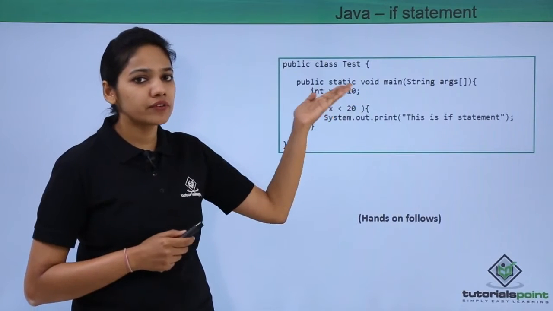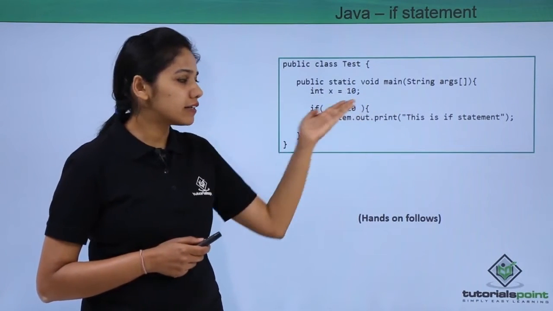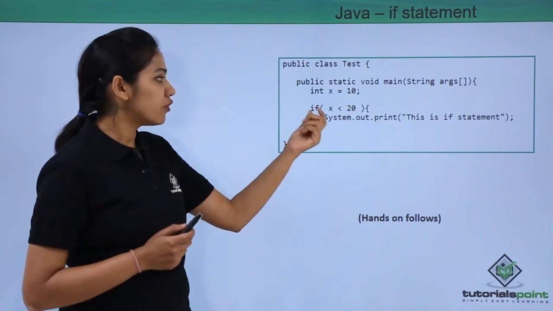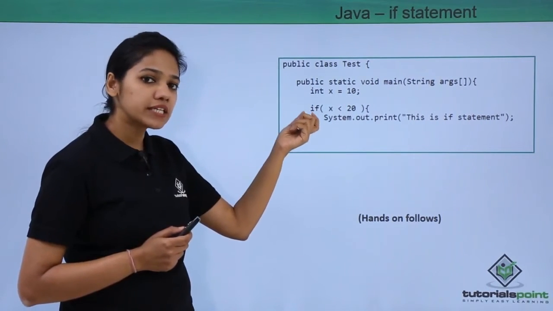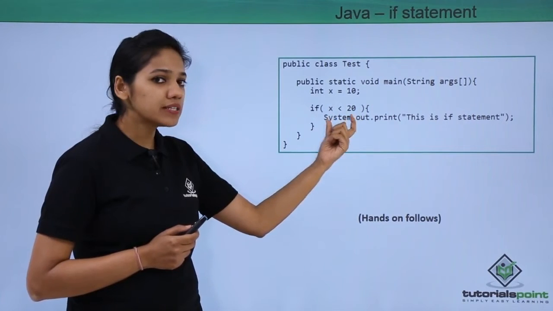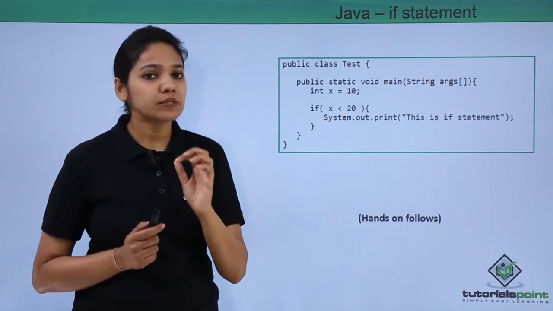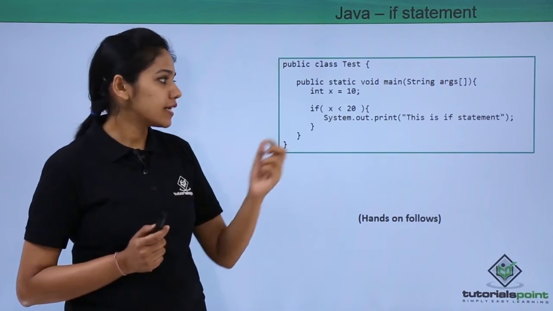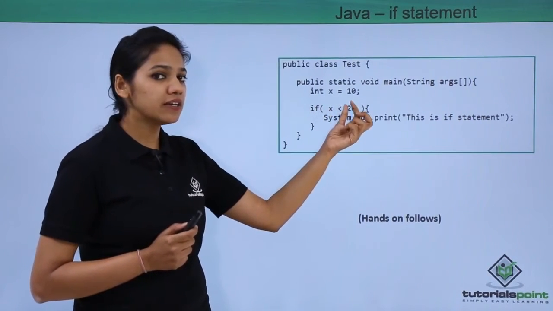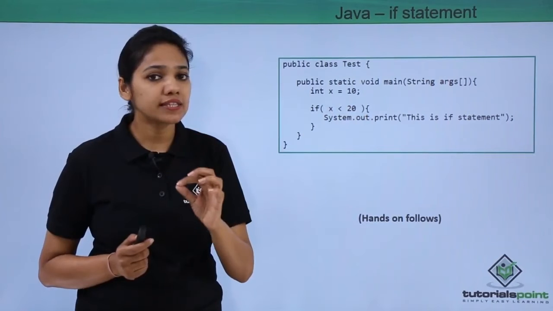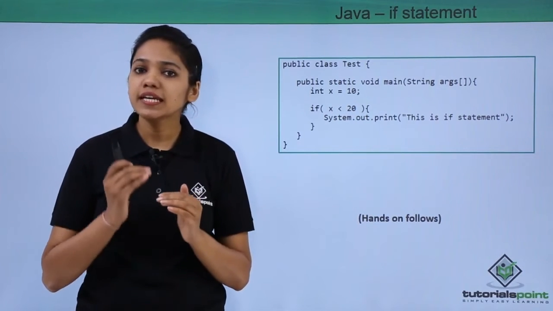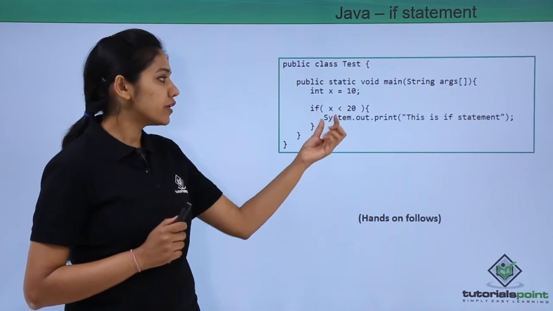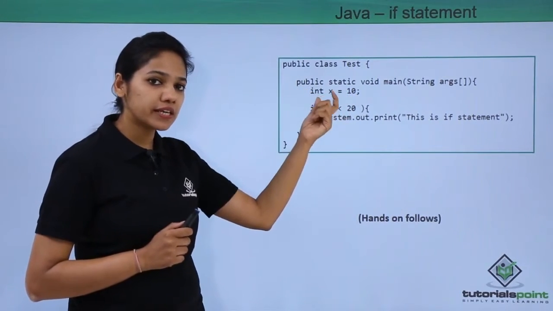In this case, we have created a class called test, and under the main method, we shall write an if condition. For writing an if condition, we use the keyword if, and in the brackets, we provide the Boolean expression, whether it is true or false. That is, x is less than 20. But where is this x? We need to first declare a variable which we are trying to compare. So we have declared a variable which is of integer type.